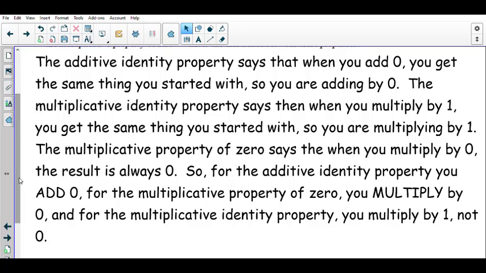The identity properties, remember your identity is who you are. It's like looking in a mirror and you see yourself reflected back. So if we add a 0, we get the same thing we started with. If we multiply by 1, we get the same thing we started with. But again, keep in mind, for additive identity, we add 0. Multiplicative identity, we multiply not by 0, but by 1.